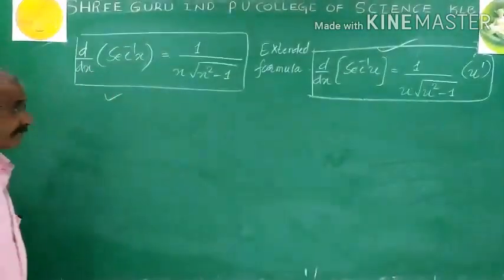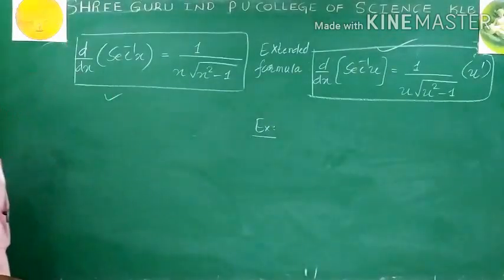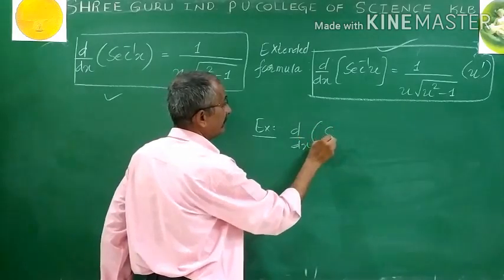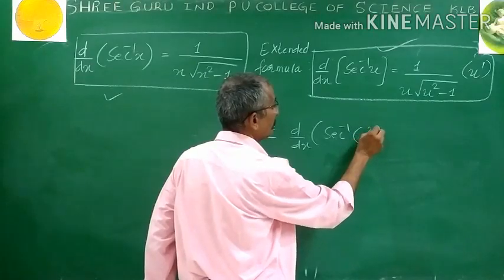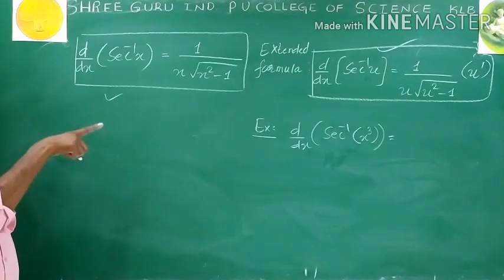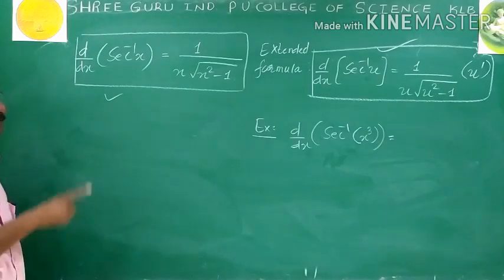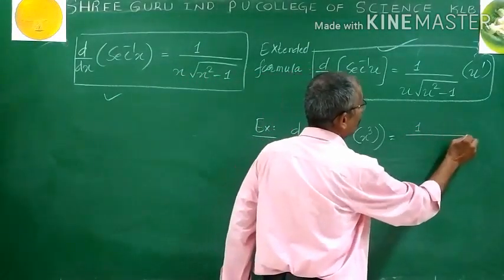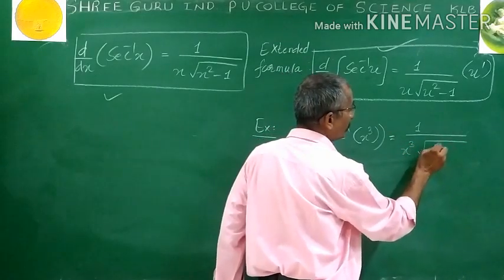Let me show how this formula we are going to use in the next coming problems. For example, suppose you wish to calculate the derivative of secant inverse of x cube. So don't compare this problem with x, because it is other than x. Better to compare with the composite function formula. Answer: 1 by u, u means x cube, into root of x cube whole square minus 1.